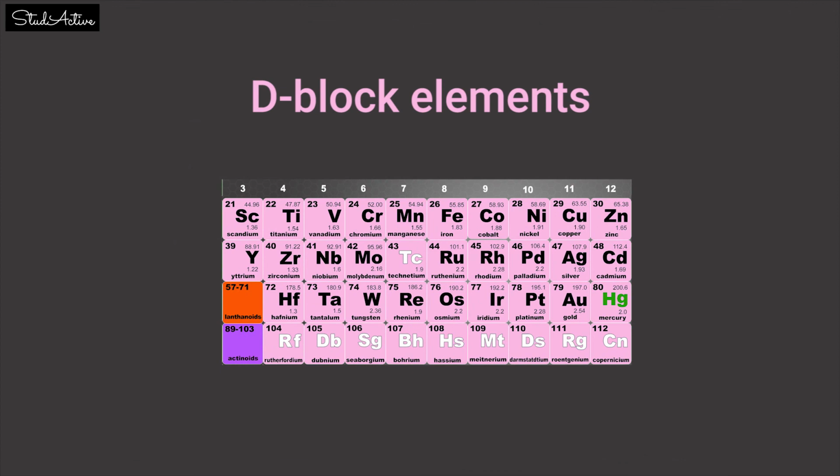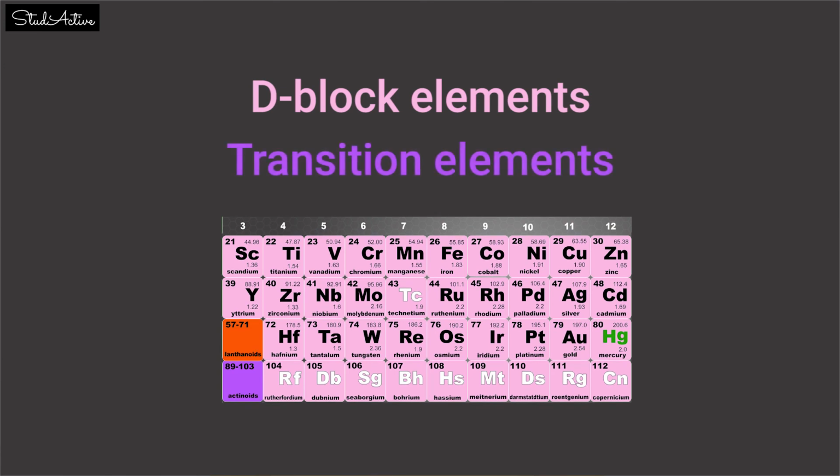Let us go to D block elements. D block elements are the elements contained in group 3 to group 12. All the D block elements are metals and also they are transition elements. So they are metals which are also transition elements.